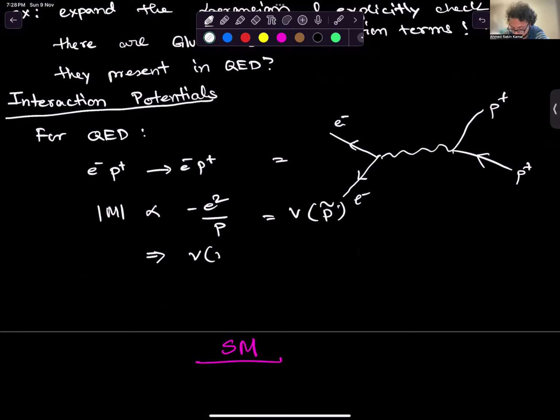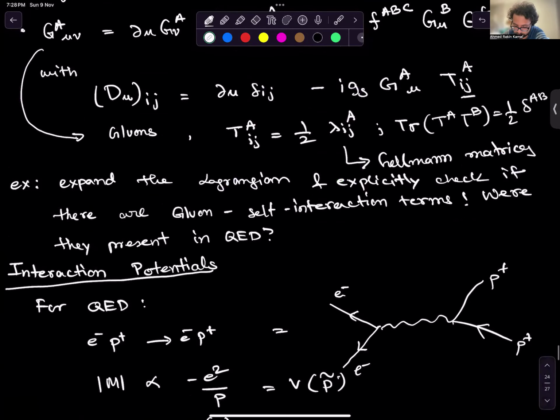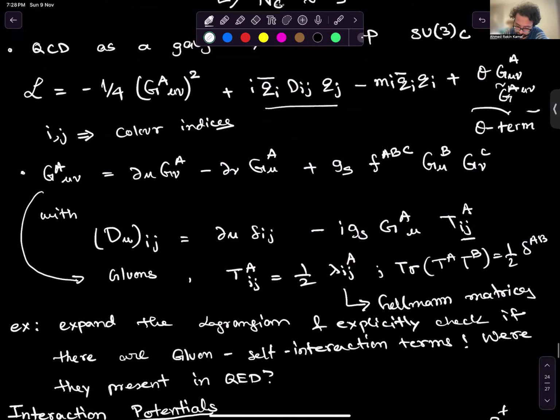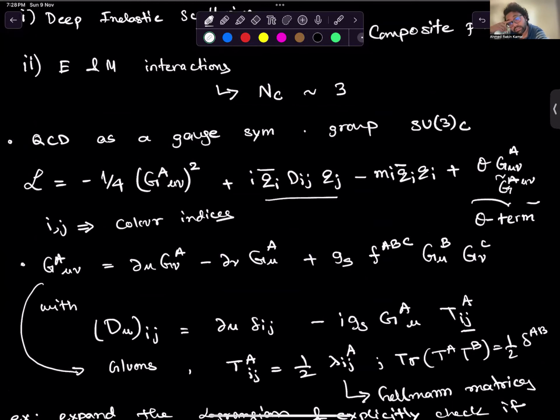I'm sorry, are these gluon fields vector fields or spinor fields? No, they're vector fields, like spin one. The force carriers are the gauge bosons, right?